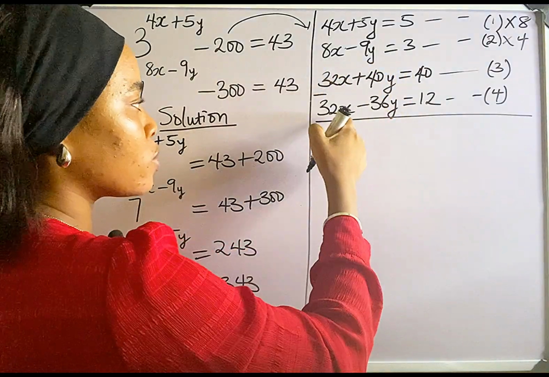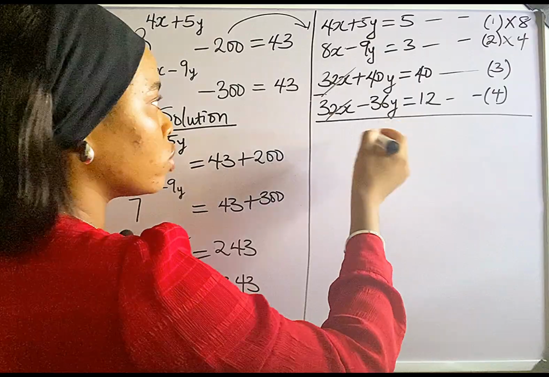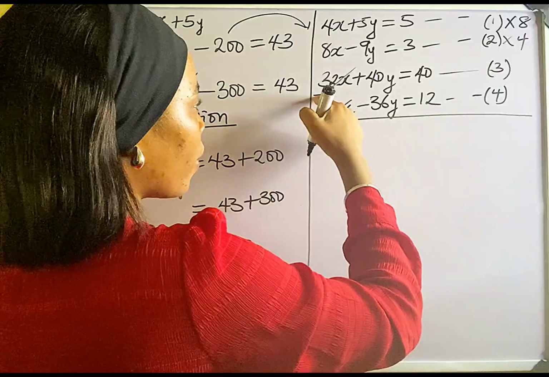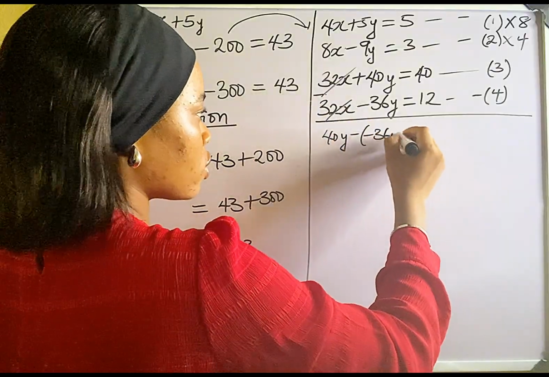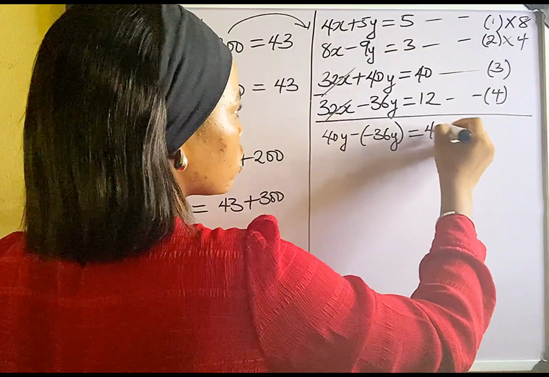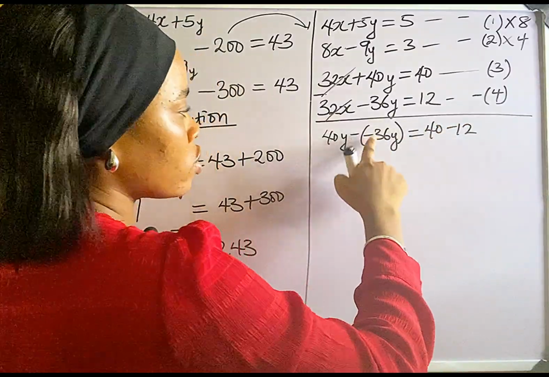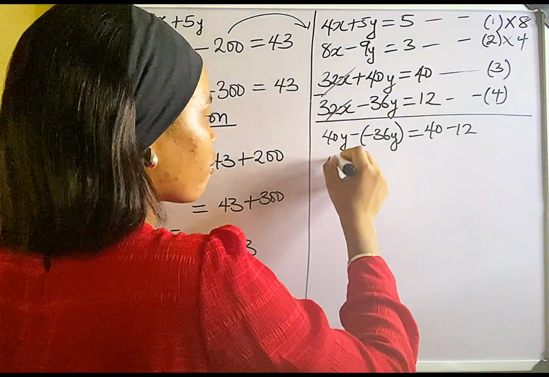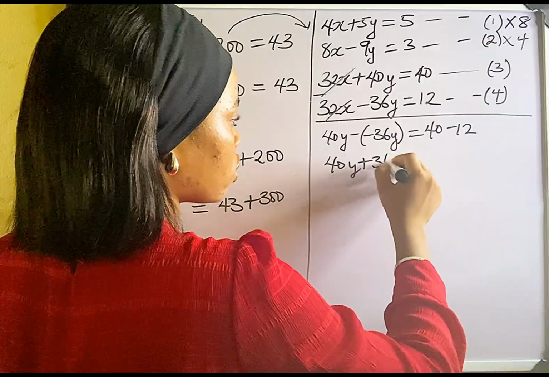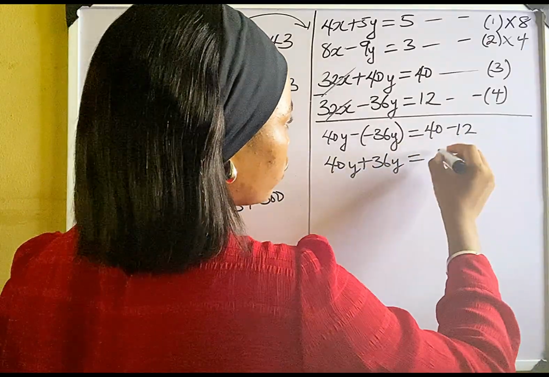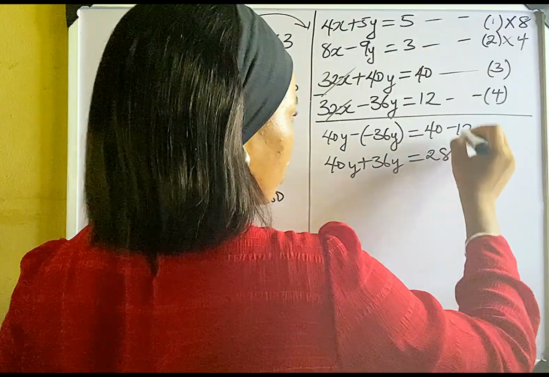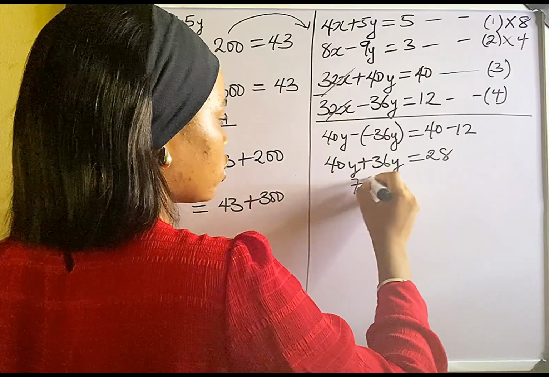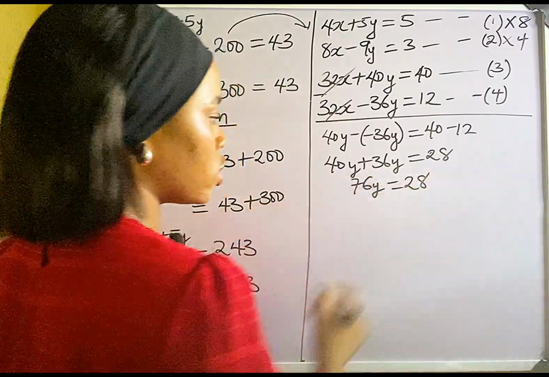So 32x minus 32x, that is gone. So we're left with 40y minus minus 36y equals 40 minus 12. So this minus into bracket minus, that's minus times minus, that gives us plus. So we have 40y plus 36y equals 40 minus 12, that is 28. And so 40y plus 36y, that is 76y equals 28.